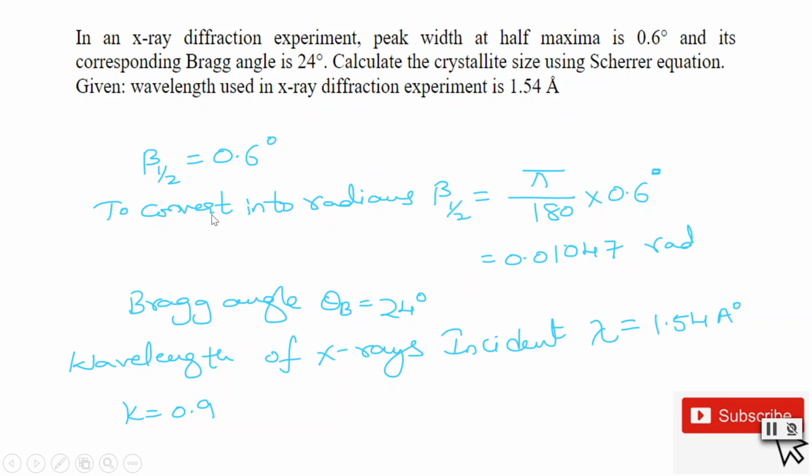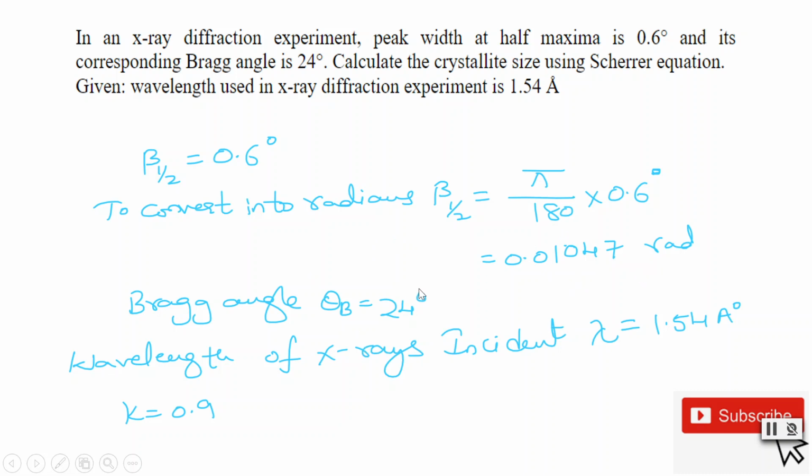Here we have the full width at half maxima as 0.6 degrees, so we have to convert it into radians. For that we multiply by pi by 180. In case you want to convert radians into degrees, we have to multiply by 180 by pi. But here we are converting degrees into radians, so multiplying by pi by 180, we get this radians value.